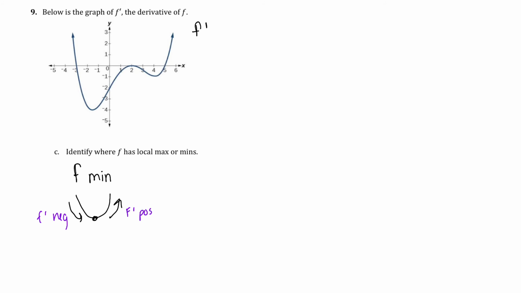Because this is the graph of f prime, being negative is going to mean below the x-axis, and f prime being positive means above the x-axis. So it's going to have a minimum where it goes from being below to being above. Now, it only has one point where it does that, right here, it goes from below to being above. So f has a minimum at 5.